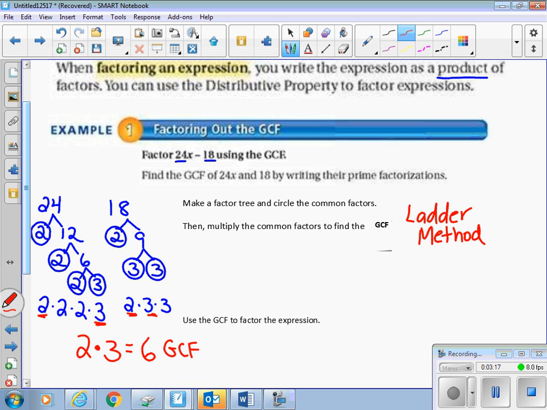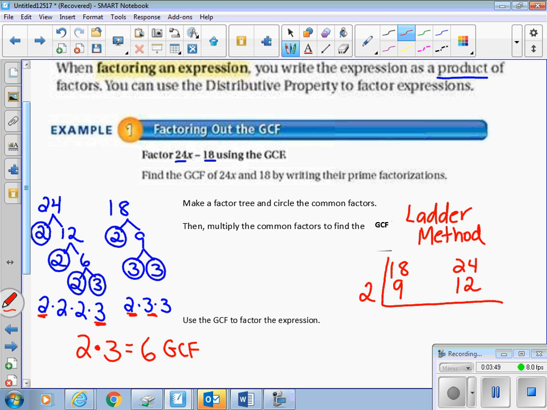So with the ladder method, we're going to write the two numbers up top, 18 and 24, and we're going to draw a little ladder. So we're going to say, what can go into both 18 and 24 evenly? Well, they're both even, so they are both divisible by 2. 2 goes into 18 9 times. 2 goes into 24 12 times. And then we're going to keep going.